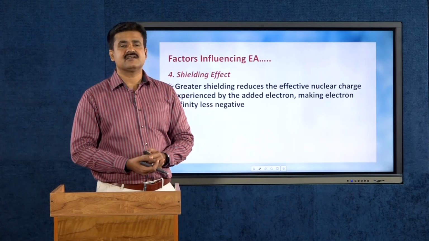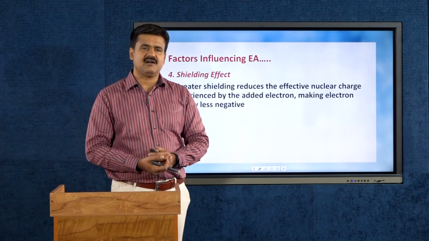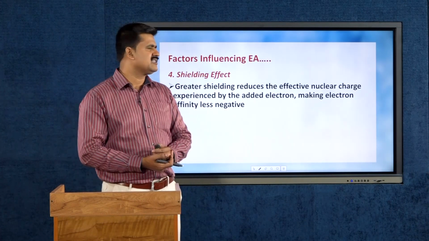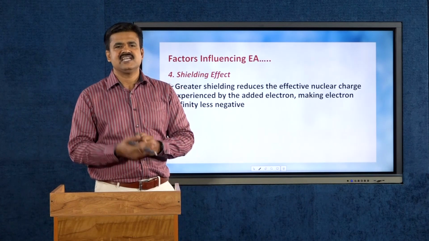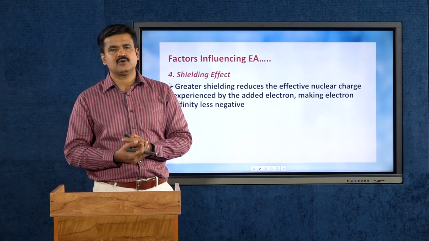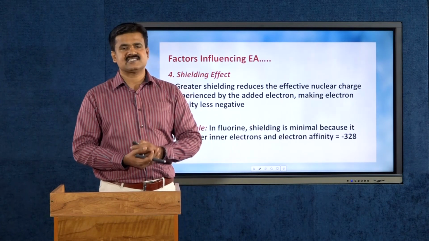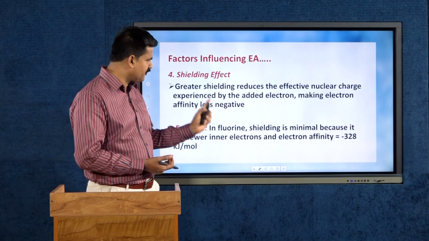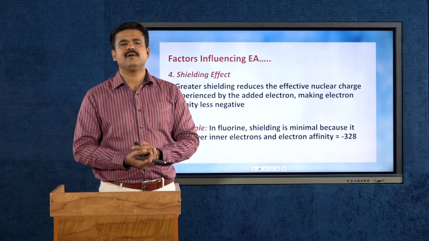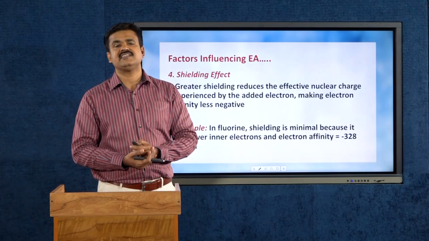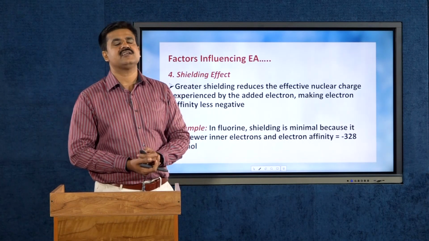Shielding effect is another factor that governs electron affinity. Greater the shielding effect, the more it reduces the effective nuclear charge experienced by the added electron, making electron affinity less negative. This is an example. In fluorine, shielding is minimal because it has fewer inner electrons, and electron affinity is minus 328 kilojoule per mole.